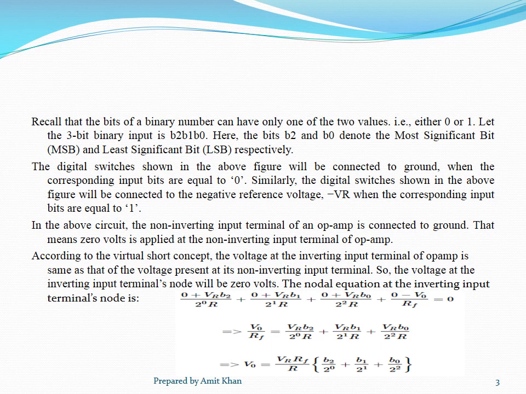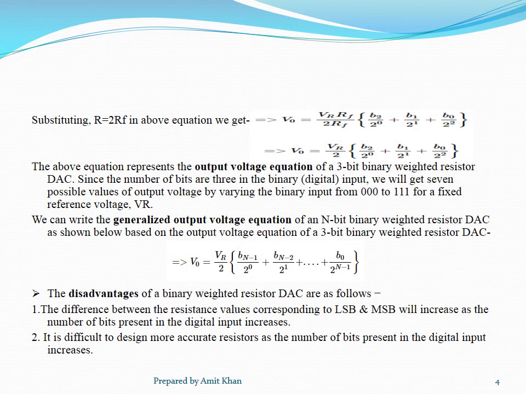V0 equals VR into RF divided by R, into B2 by 2 to the power 0 plus B1 by 2 to the power 1 plus B0 by 2 to the power 2. Substituting R equals 2 RF, we get V0 equals VR by 2, into B2 by 2 to the power 0 plus B1 by 2 to the power 1 plus B0 by 2 to the power 2. So the above equation represents the output voltage equation of a 3-bit binary weighted register DAC.